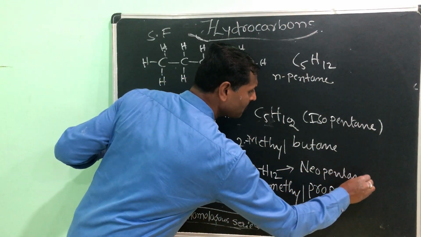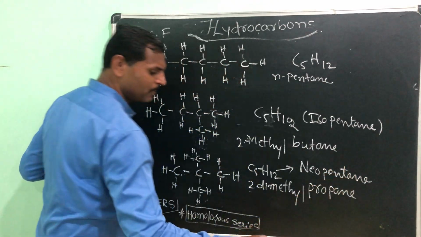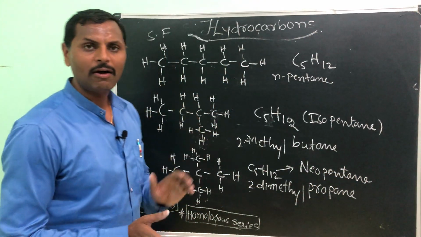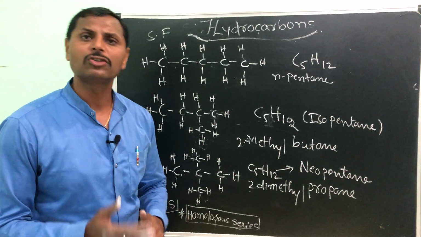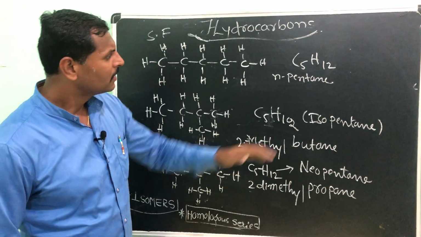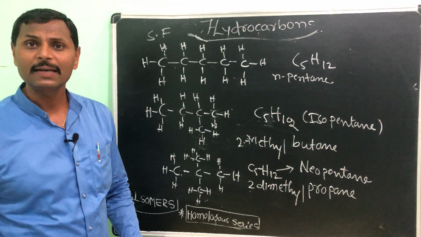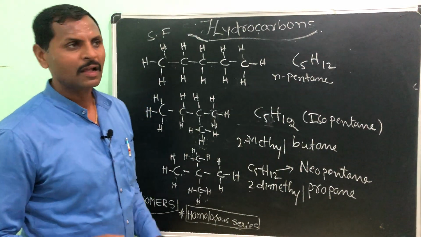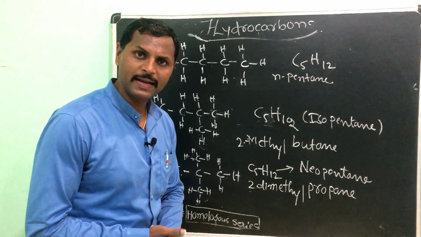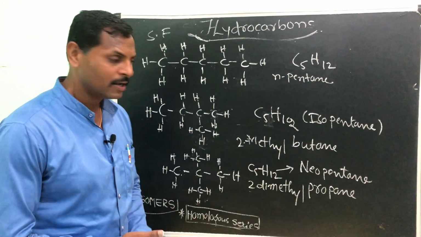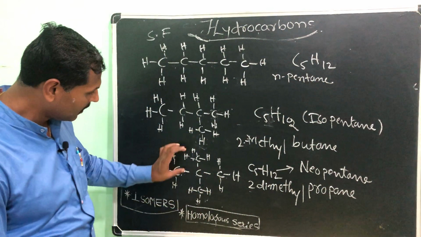So many a times in the CBSE question paper they have asked you for the pentane how many isomers are there. You can say 1, 2 and 3. How many are there? 3 are there. One is n-pentane, another one is isopentane, or 2-methyl butane, another one is 2,2-dimethyl.